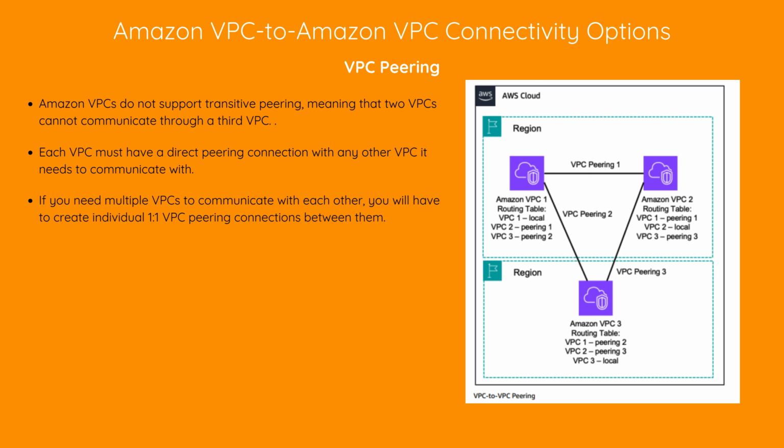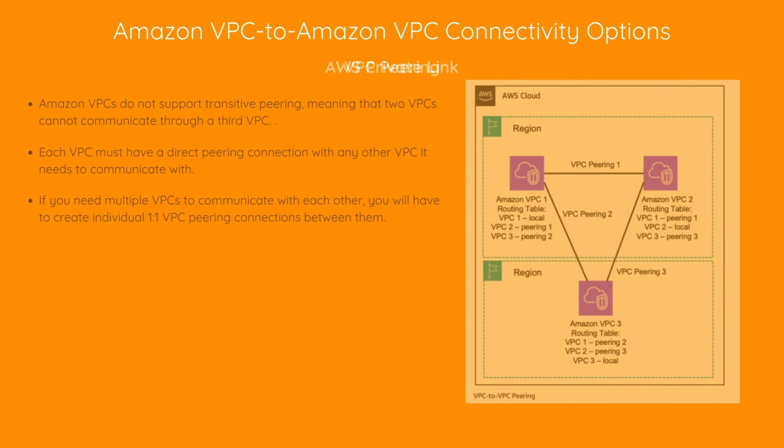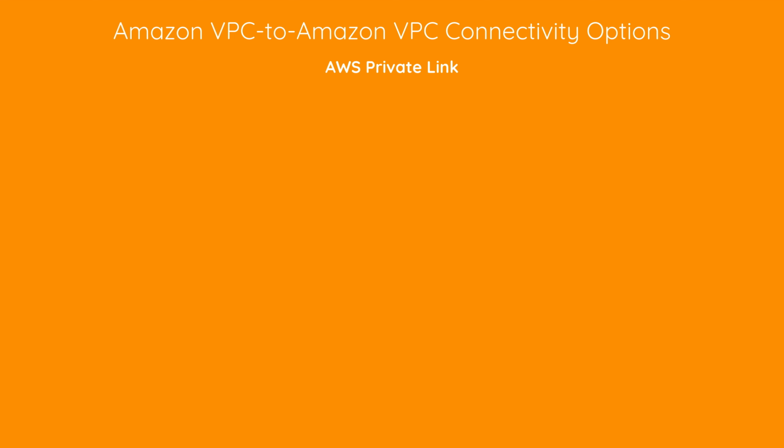If you need multiple VPCs to communicate with each other, you will have to create individual one-to-one VPC peering connections between them. Alternatively, you can use AWS Transit Gateway as a network transit hub to simplify this communication. Let's move on to AWS PrivateLink.